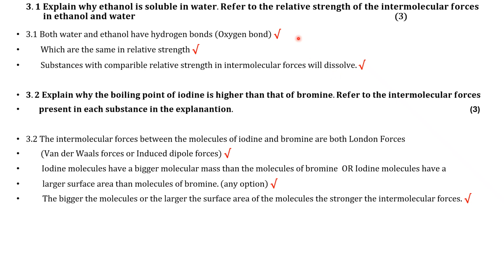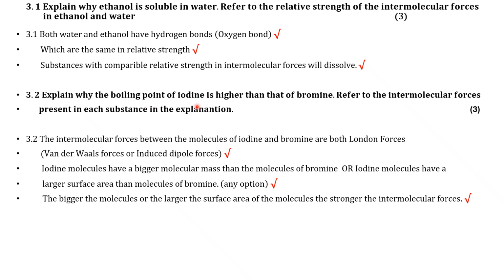Right, so 1 mark for stating they have hydrogen bonds. Second mark for stating that the hydrogen bonds are of relative strength. Third mark that substances of relative strength are able to dissolve into each other.